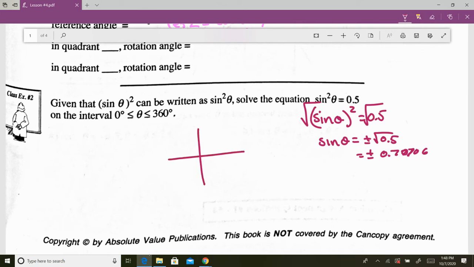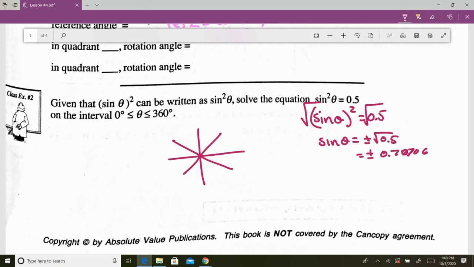If it's positive and negative, where is sine positive and negative? What quadrants are we talking about? Well, okay. Where is sine positive? First, second. Where is sine negative? Third and fourth. So if I say sine is positive and negative, we're in all the quadrants. So we're going to have 4 answers for this one.